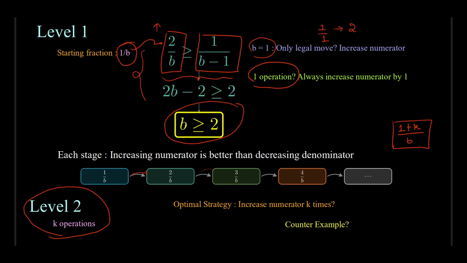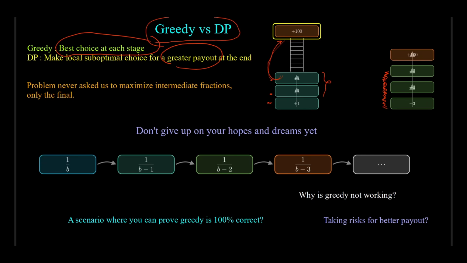So notice that even though it is beneficial to increase the numerator by 1 to get the maximum value of the fraction, the problem never asked us to maximize the intermediate fractions, right? All we care about is that the final value of the fraction should be maximum. We don't care if the intermediate value becomes less. We are only interested in the final value.